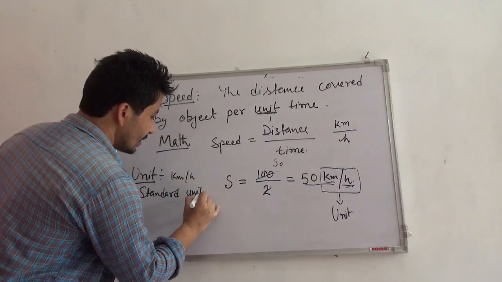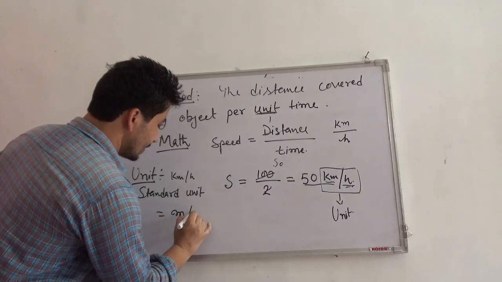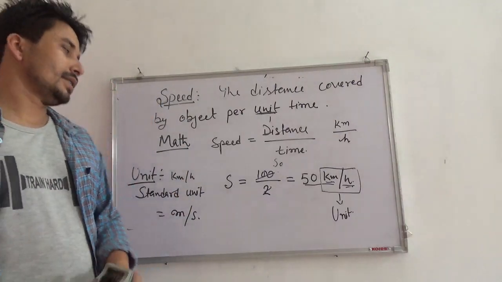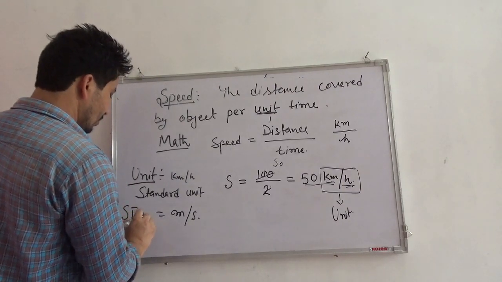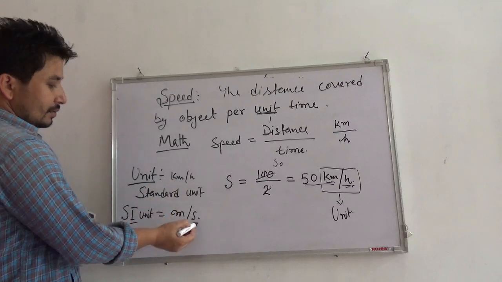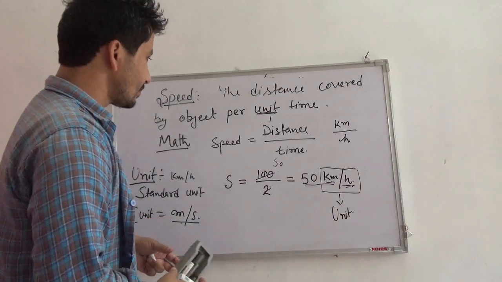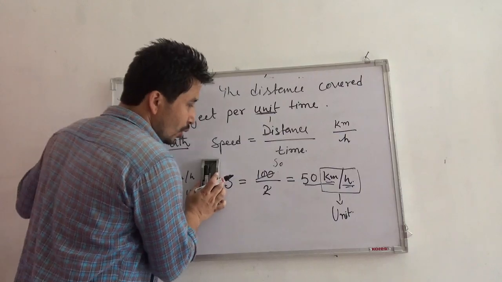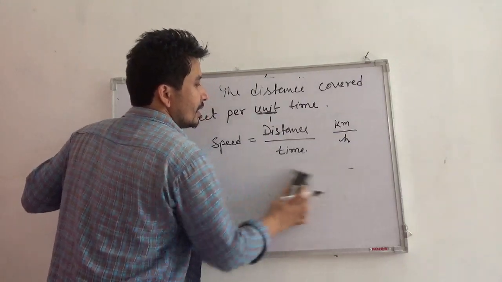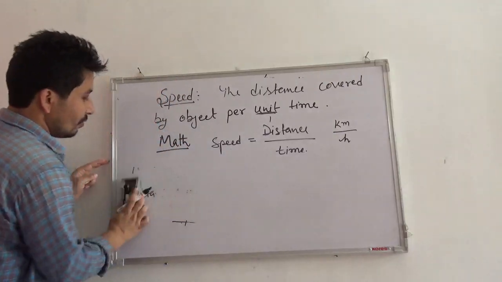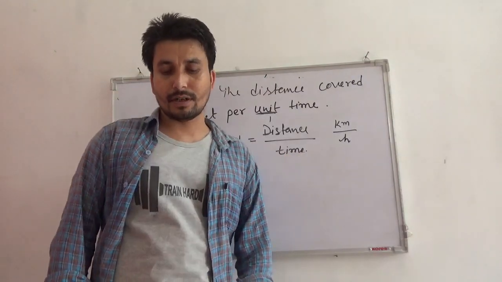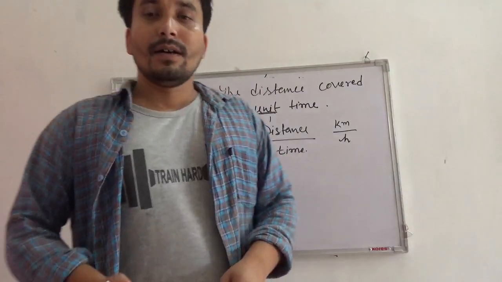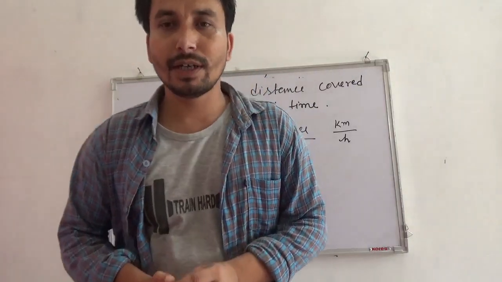Or the standard unit of speed is meter per second. The standard unit, bolo? Yeah, SI unit. The SI unit of speed is meter per second, right? This is all about speed. What is speed? Distance upon time. Now students, aaj ke liye itna hi. Tomorrow we will study about velocity. Okay.